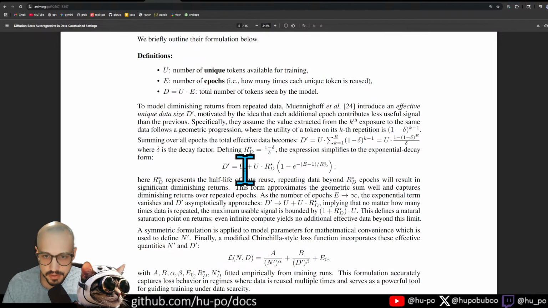They introduced this term here. RD star represents the half-life of data reuse. So whenever you're giving that same data to the model again, performing multiple epochs, you're reusing that data. They introduced this concept of RD star, where repeating data beyond RD star epochs will result in diminishing returns. So you can't just keep getting more information out of the data every time you feed it. If that was the case, then we would already be at ASI.